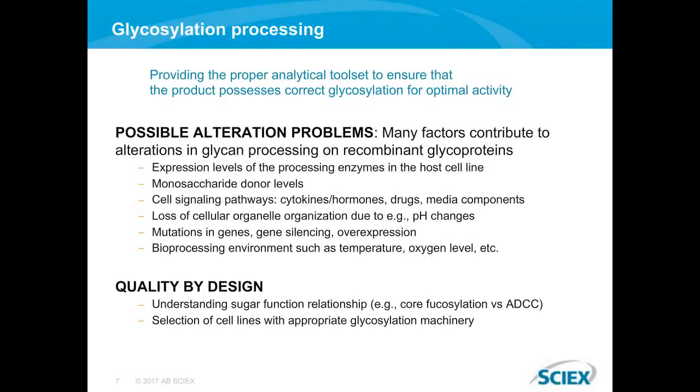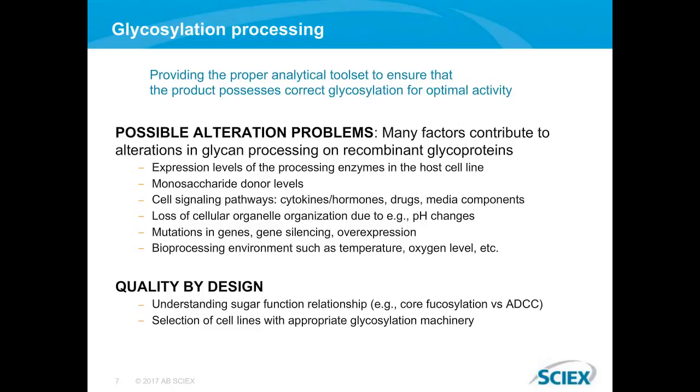The glycosylation processing itself can have some problems, and many factors contribute to the alteration of this glycan processing during the recombinant glycoprotein manufacturing, such as the expression levels of the processing enzymes in the host cell line, the monosaccharide donor level, the cell signaling pathways, loss of cellular organelles which actually put the glycosylation together, the mutation, gene silencing and overexpression of the glycosyltransferases or glycosidases, and of course the bioprocessing environment such as temperature, oxygen level, and so forth.